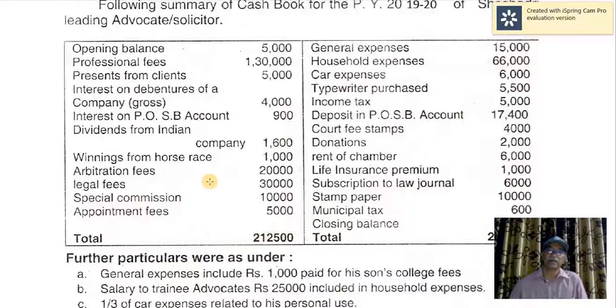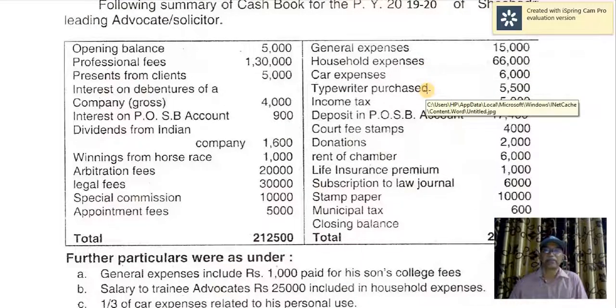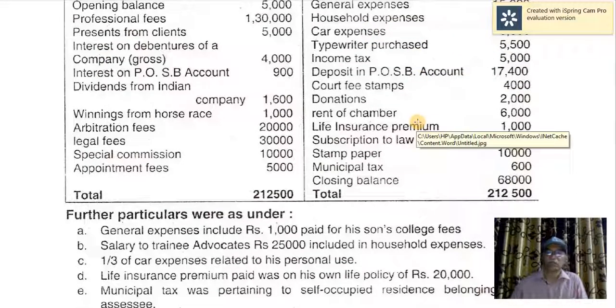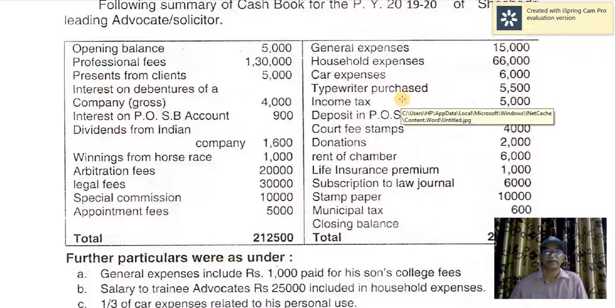Now let us consider the professional expenses of an advocate. General expenses already you have understood, that's allowed, but you have to exclude 1000 rupees. Household expenses, actually that is not allowed, but it is mentioned that of that rupees 25,000 that is paid to trainee advocates, that is an item of professional expense. Car expenses, okay, 6,000 that is allowed, but of that 1/3 is for personal purpose, so only 2/3 should be considered.